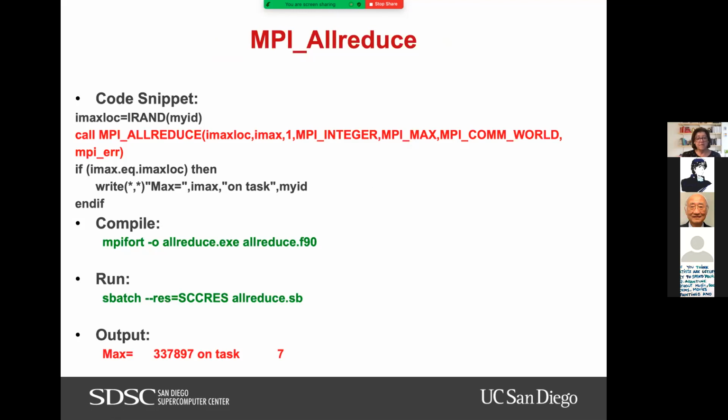Allreduce. This example is a global one. All of the nodes will get the reduction answer. We're going to look at a value on all of the processes and figure out which process has the maximum value, and then all the processes will get that answer. IMAX local is the value on the processor, and IMAX is really IMAX global. Remember that local global concept.